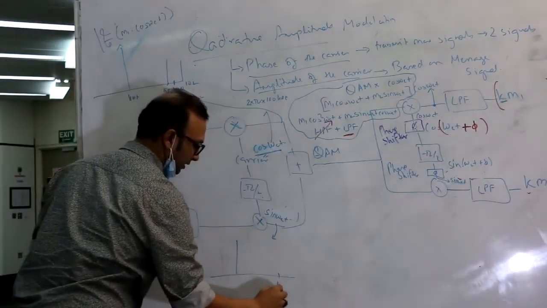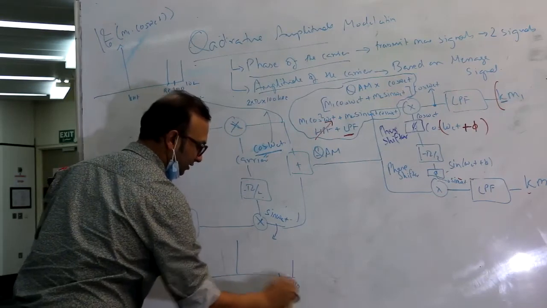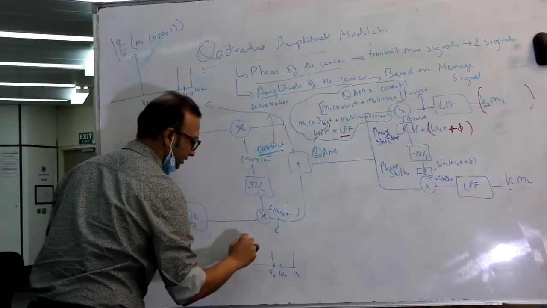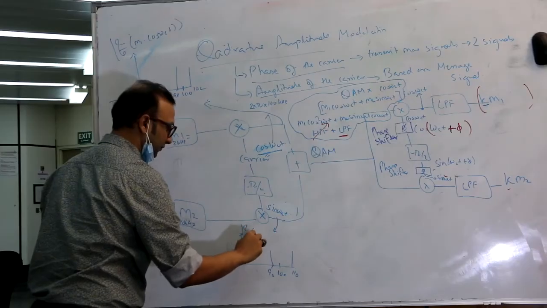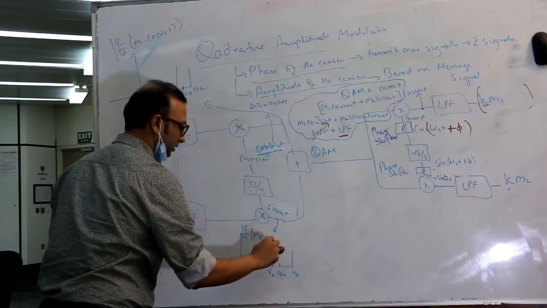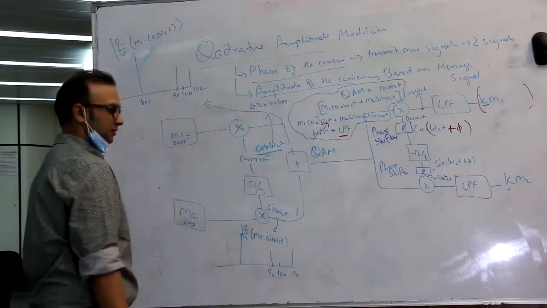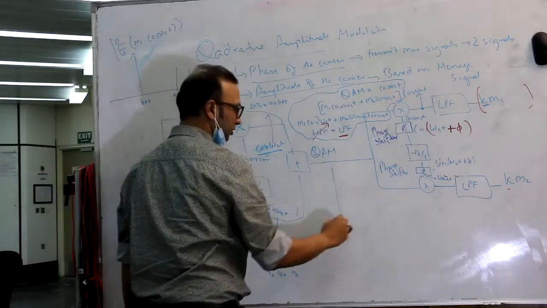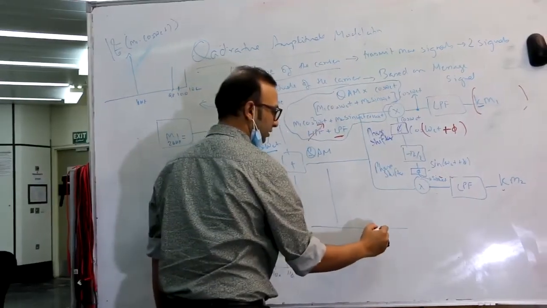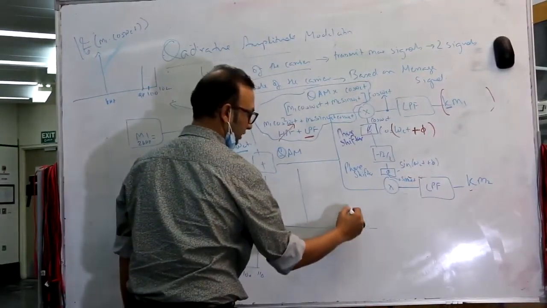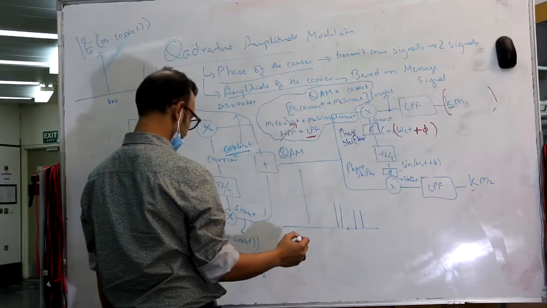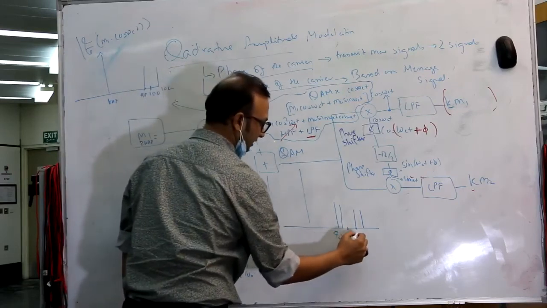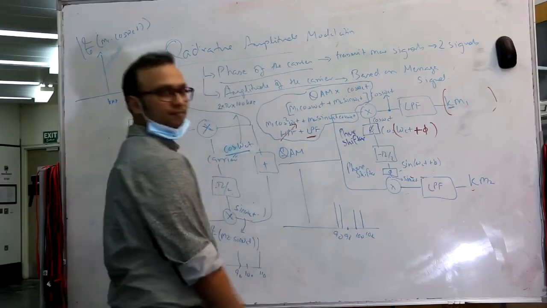So again, this is 10 kilohertz, so it's going to be 110 and 90. And this is the fast Fourier transform, the magnitude of the Fourier transform of m2 multiplied with sine omega ct. So obviously the QAM signal is going to look like this: 1 at 90, 98, 100, 102, 110.